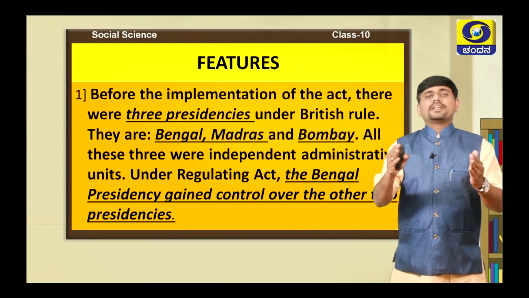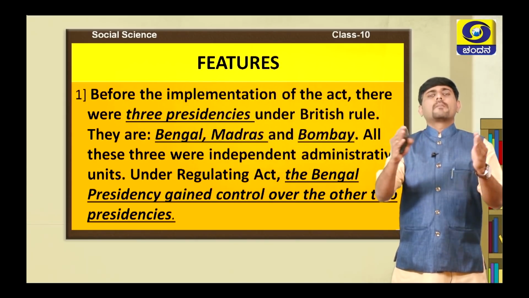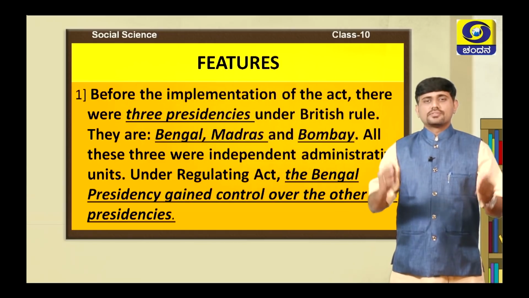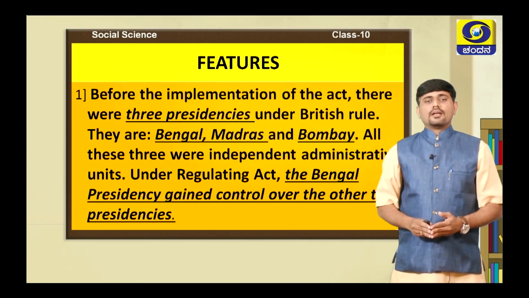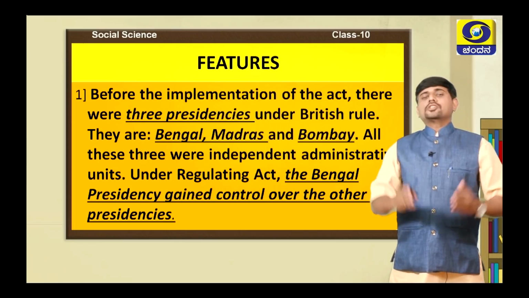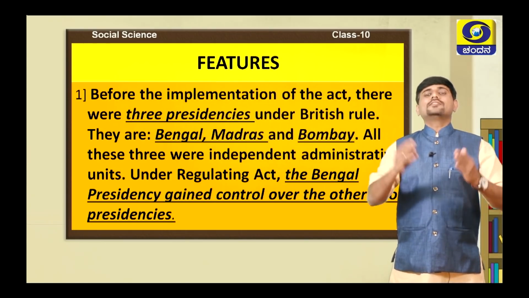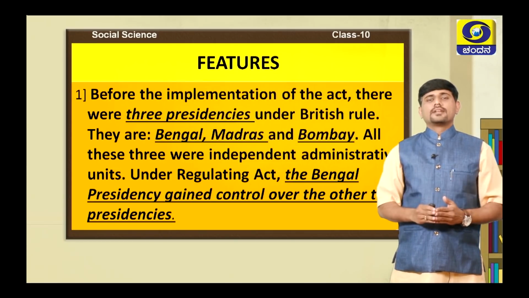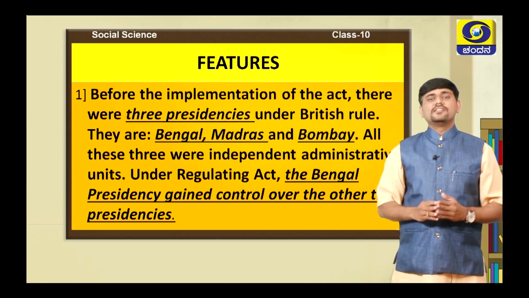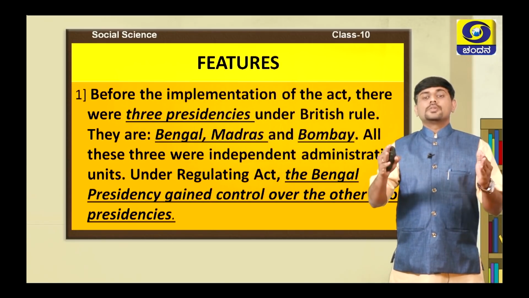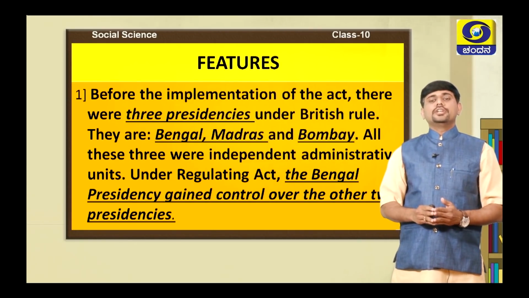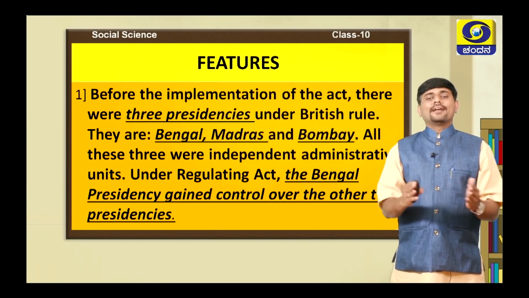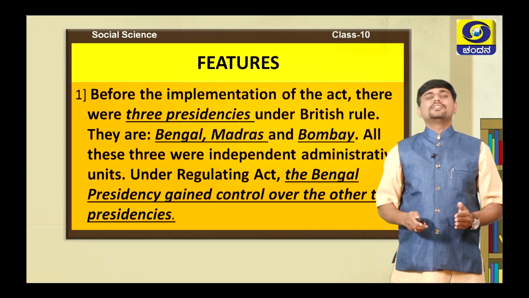Regulating Act of 1773, it also had some provisions, children. The important features of the Regulating Act, what were those? Here are some important features. The first one, before the implementation of the Act, there were 3 presidencies under the British rule. The 3 presidencies are the Bengal, Madras and Bombay presidencies. All these 3 presidencies were independent in the administration units. Under the Regulating Act, Bengal presidency gained control over the other 2 presidencies of India.